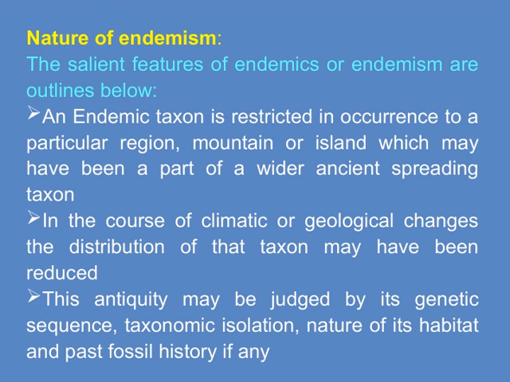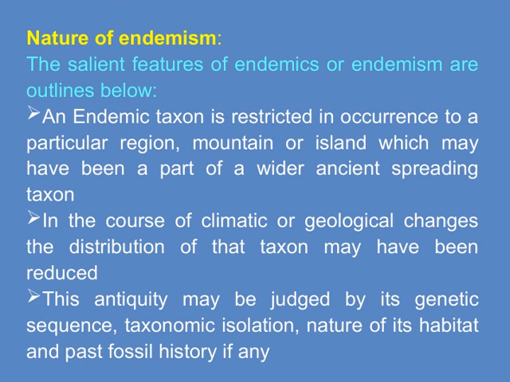To understand how ancient these endemic species are, we look at various clues. Their genetic sequences can tell us a lot about their history, how long they've been isolated. Taxonomic isolation, meaning how distinct they are from related species, also provides insight. Additionally, the type of habitat they occupy and any fossil records can help us gauge their antiquity.